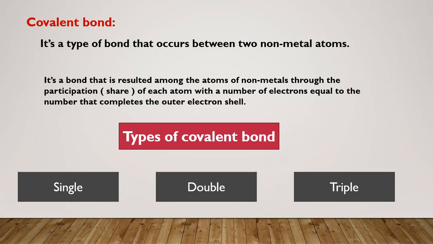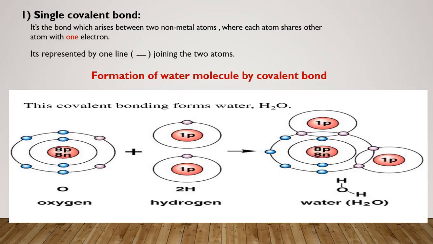The types of covalent bond are 3 types: single covalent bond, double covalent bond, and triple covalent bond. The single covalent bond is the bond which arises between 2 nonmetals where each atom shares the other atom with 1 electron only, and it's represented by 1 line joining the 2 atoms. For example, here, the formation of water molecule by covalent bond.